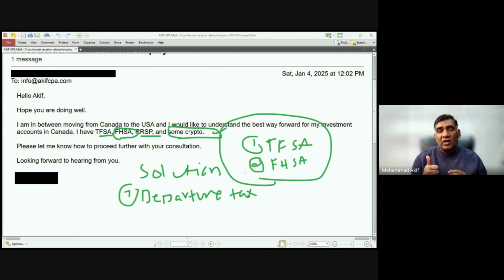So number one, understanding rules on the Canadian side for the investment and for retirement when you're leaving, understanding rules on the US side for the same accounts, all these Canadian accounts, and then doing tax planning. That's number two. Doing tax planning based on your understanding. So once you understand, do tax planning. All right.